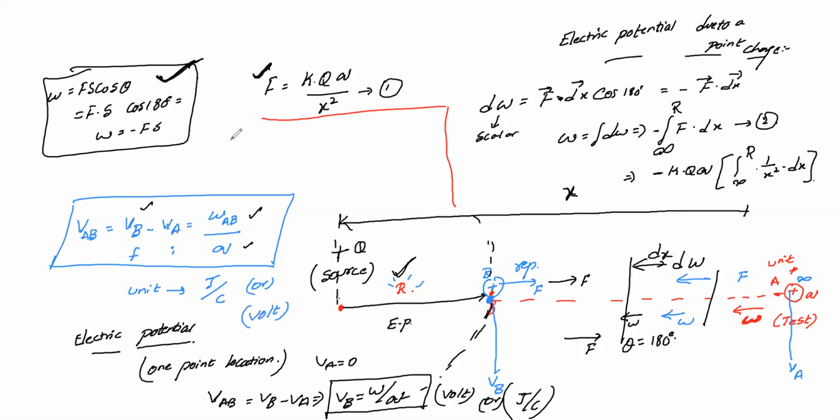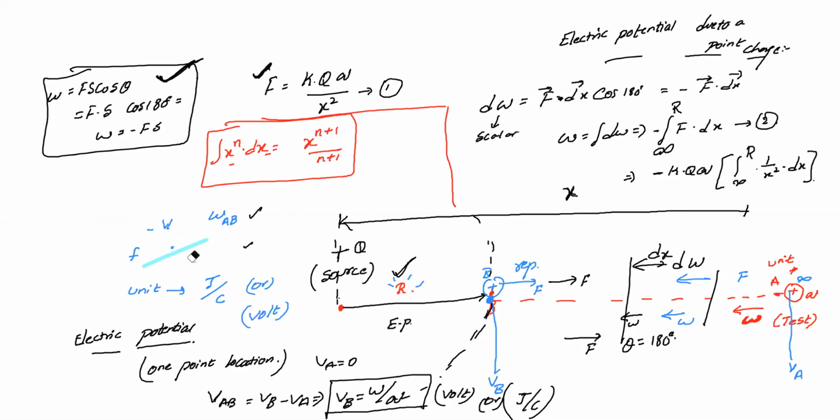The relation is the integral of x power n into dx. Remember this: when you're integrating the power terms, the integral of x power n into dx is x power n plus 1 by n plus 1. Remember this relation, x power n plus 1 by n plus 1. Okay, so we got the work function, and we are going to integrate it. When you are doing the integration, the final relation will be like this.